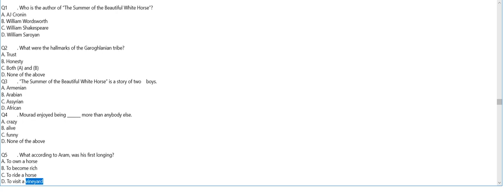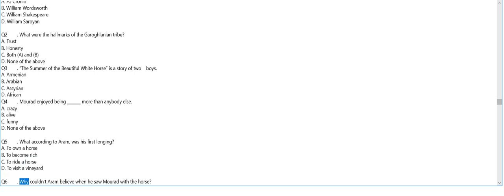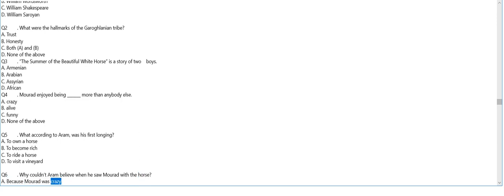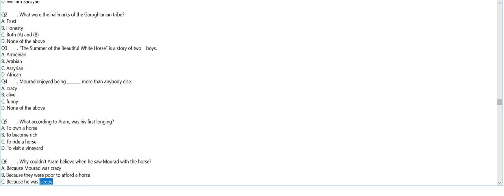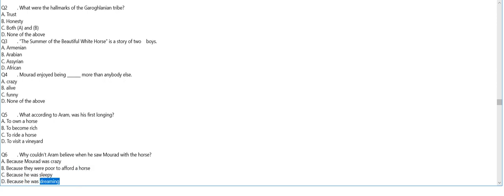D. To visit a vineyard. Q6. Why couldn't Aram believe when he saw Murad with a horse? A. Because Murad was crazy. B. Because they were too poor to afford a horse. C. Because he was sleepy. D. Because he was dreaming.